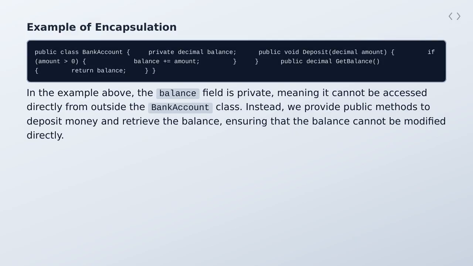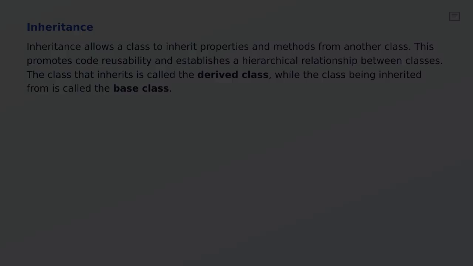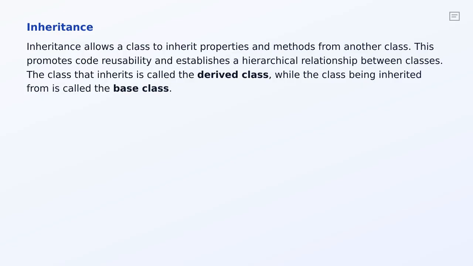Now we're on the example of encapsulation. This slide introduces a class definition. Study the structure in the code sample. In the example above, the balance field is private, meaning it can't be accessed directly from outside the bank account class. Instead, we provide public methods to deposit money and retrieve the balance, ensuring that the balance can't be modified directly.